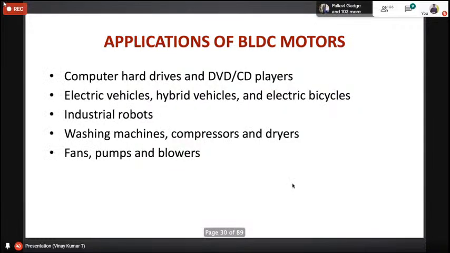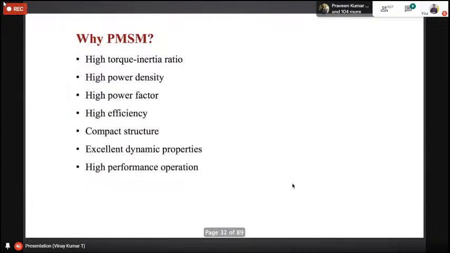These are all the typical applications of BLDC motors: computer hard drives, DVD, CD players, electric vehicle, low power electric bicycles, industrial robotic, washing machine, compressors, dryers, fan, pumps, and blower application they're using. For applications less than 10 kilowatt, you can go for BLDC machine, right?